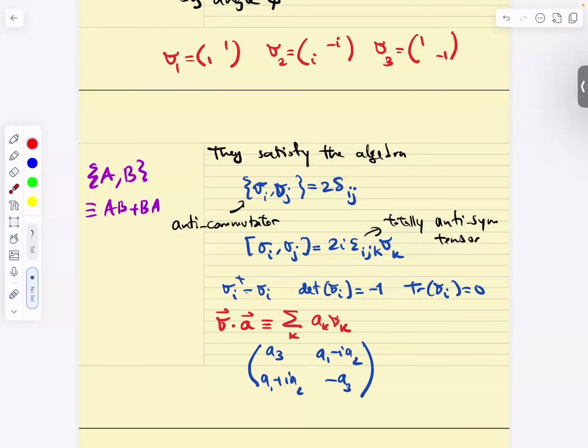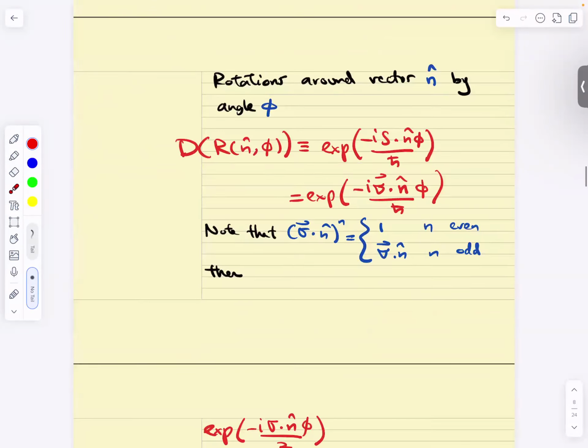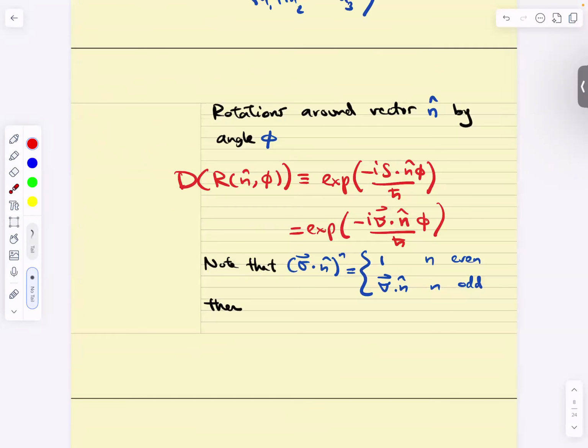Of course, it's an observable, meaning it's Hermitian. Of course, it's traceless. Good. Trick question. No, never mind. There are no tricks in physics.